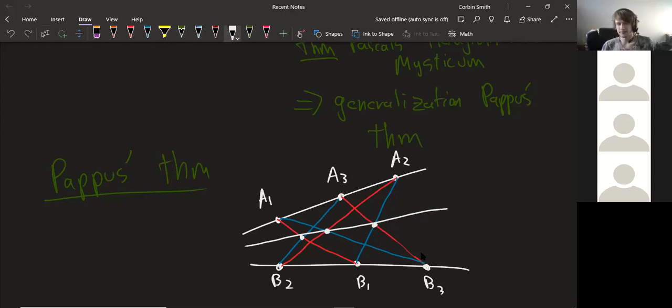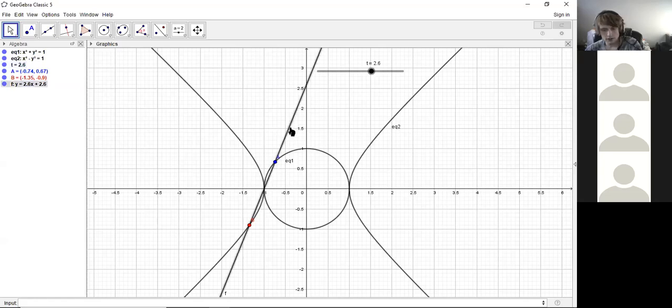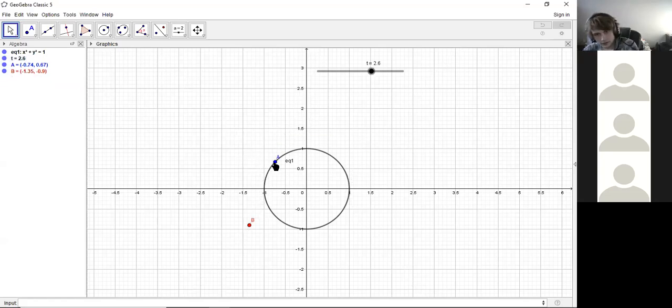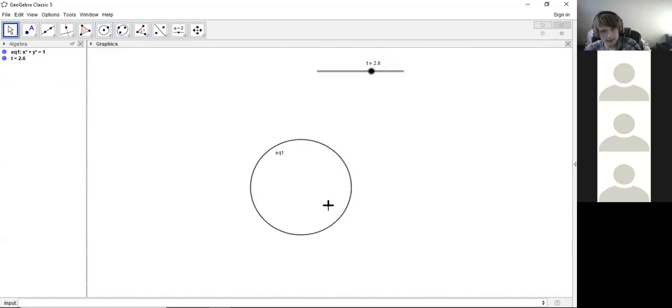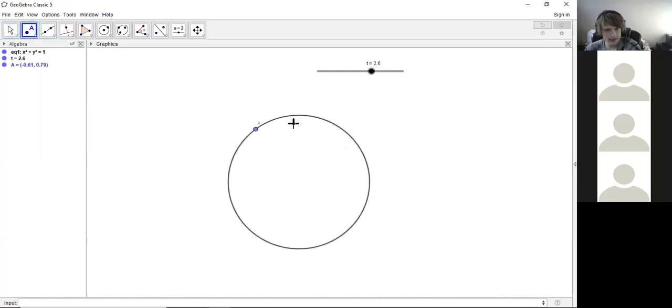Close enough. So this is Pappus' theorem. And I'm going to go to GeoGebra for Pascal's hexagramma mysticum because there's no way I can draw this correctly. I guess we'll do it for the circle. Let's not even look at the background grids because this is true everywhere. Let's say we have 6 points, and this actually works for any conic equation.